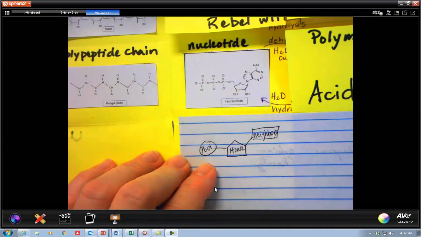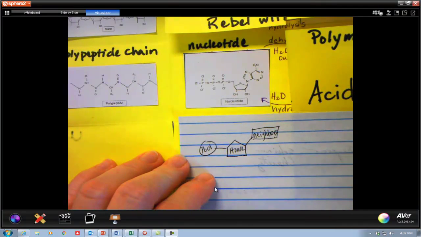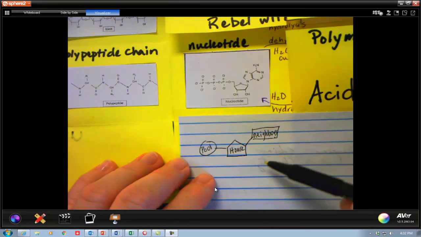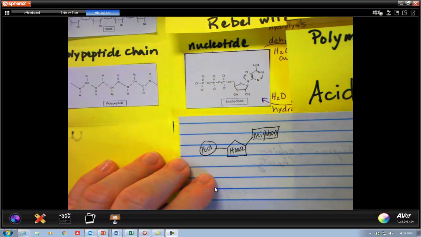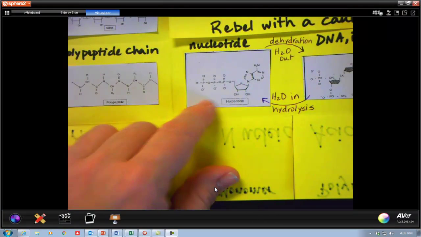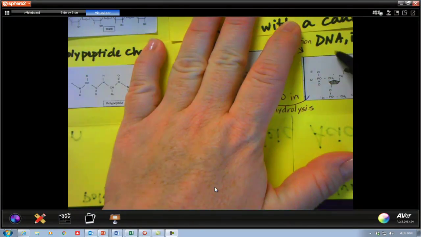So for carbohydrate, we remember it's a ring. For polypeptide chain, we don't really have a definite shape. And then for our nucleic acids, we have this house, pool, and neighbor analogy. All right, and then we can look at our polymer. When we put a whole bunch of these together, we're going to get either DNA or RNA.